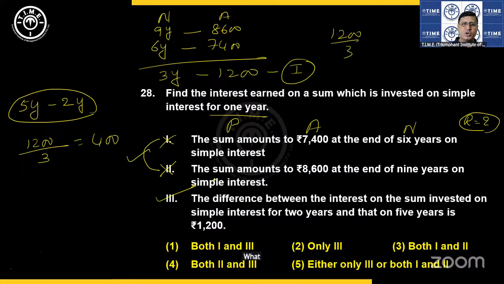What is the right choice here? Either 3 alone or combining 1 and 2. So the right choice is option number 5. Fifth choice is the right answer. Choice number 5.